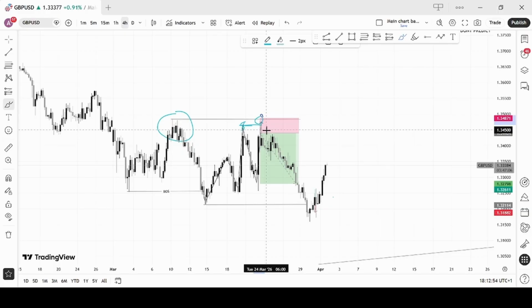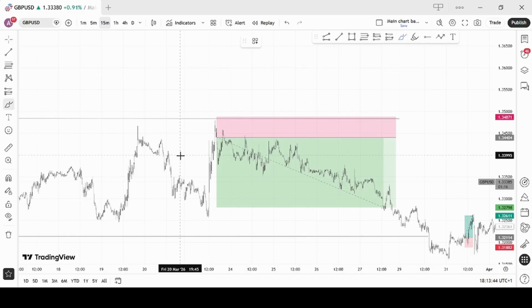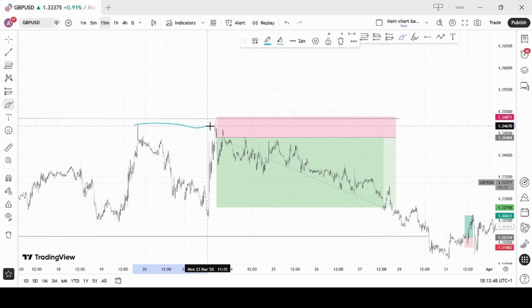So after the market took out the high and swept the liquidity, we can now go back to the lower time frame, which is my 15 minutes or my 1 hour time frame. But on this particular trade, I used 15 minutes as my lower time frame. So as you can see on my lower time frame, which is my 15 minutes time frame, this is the last high that the market creates.